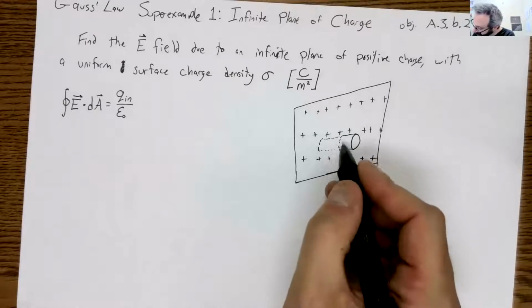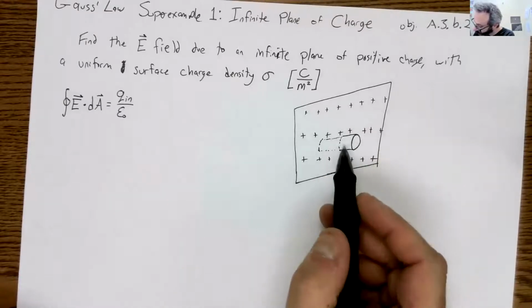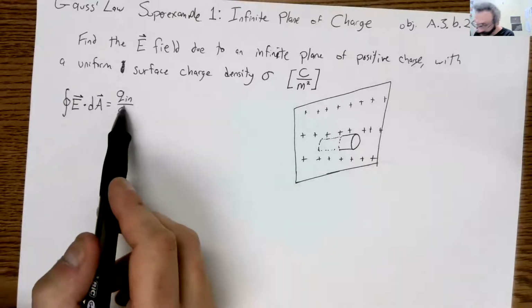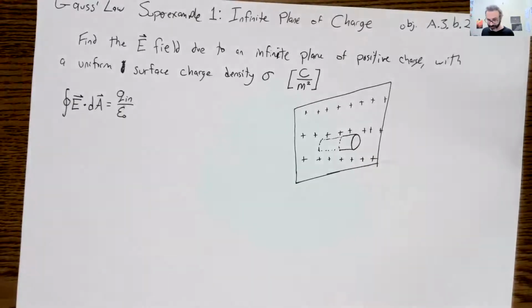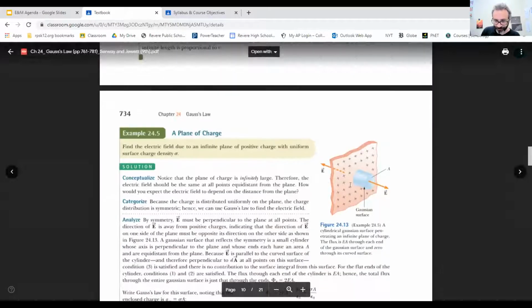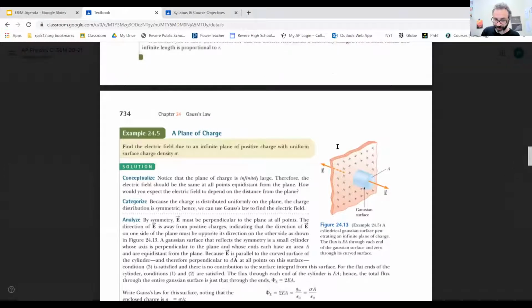Right. So this is the surface that we want to figure out what is the flux through, right? Because we know the flux has to be proportional to the charge that's inside of it. All right. And it's basically this picture here, right? You've got this is part of the infinite plane of charge. You can see the Gaussian surface here, right? It's a cylinder.